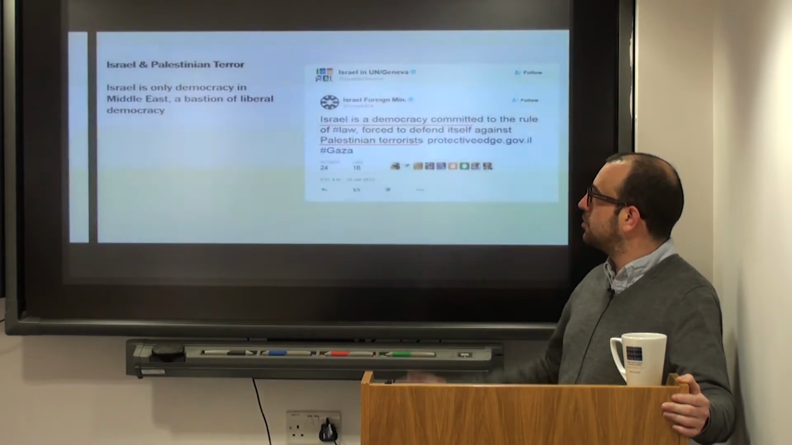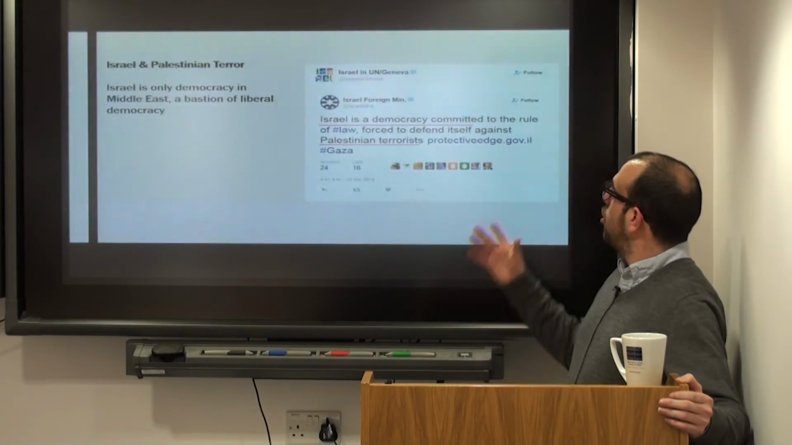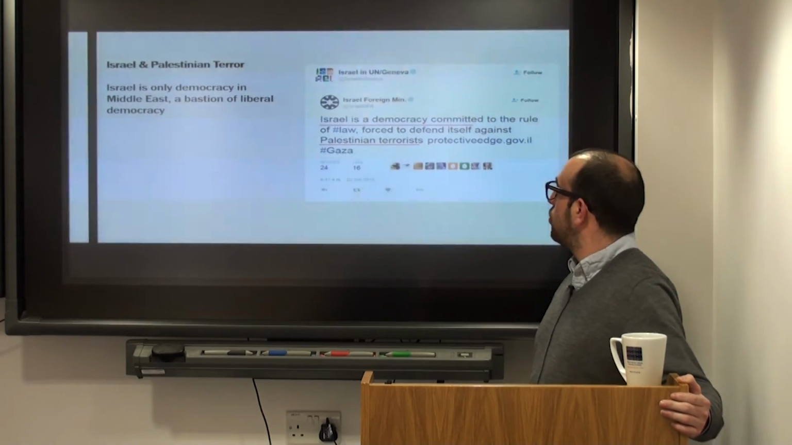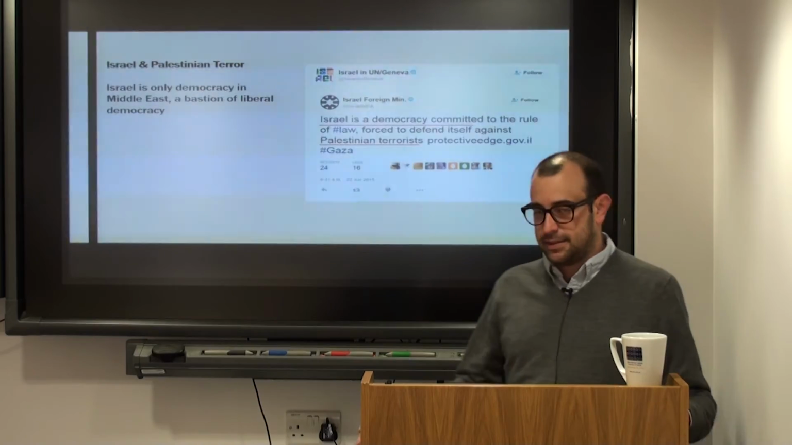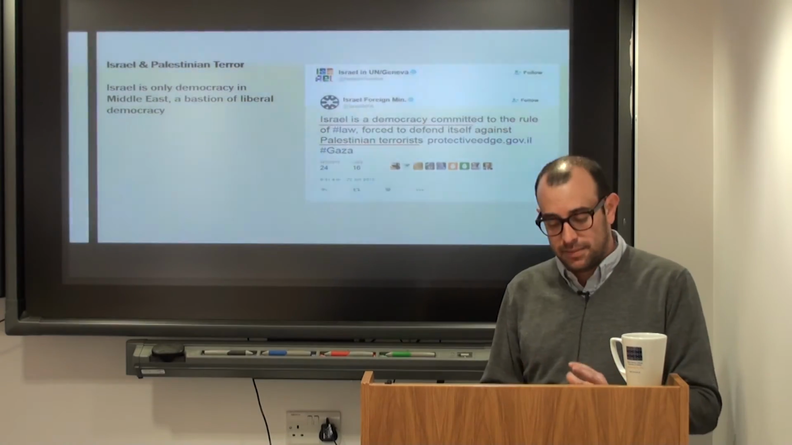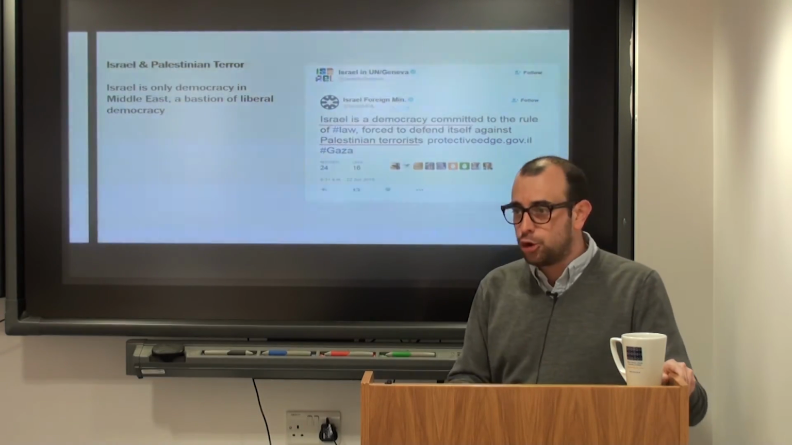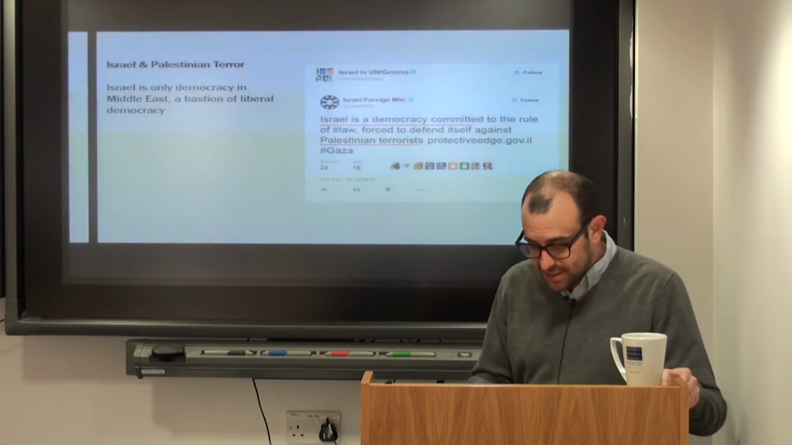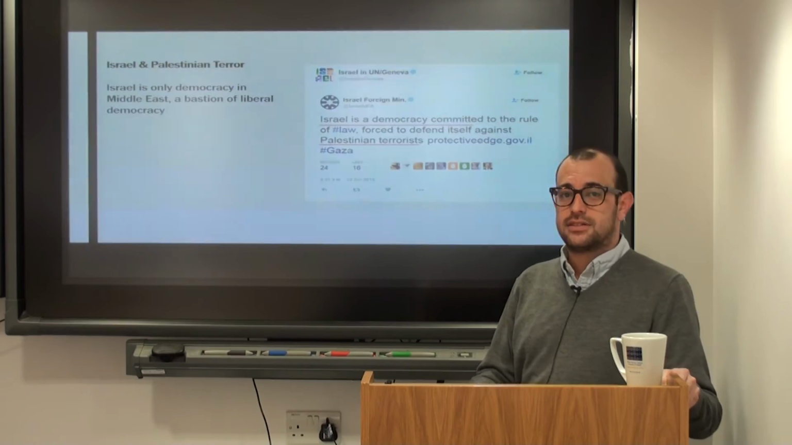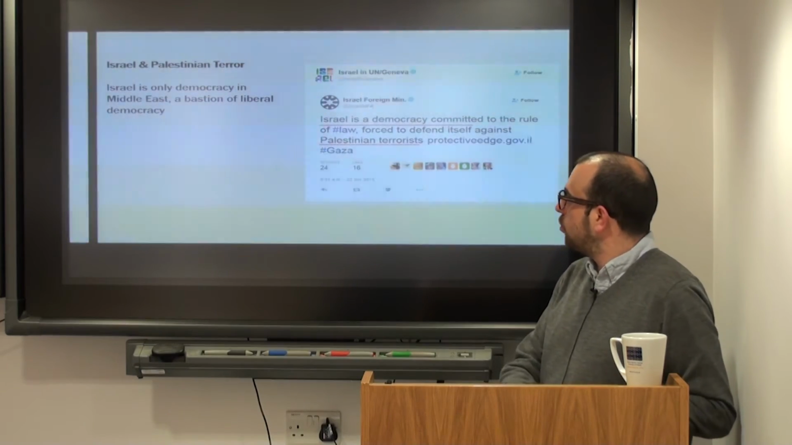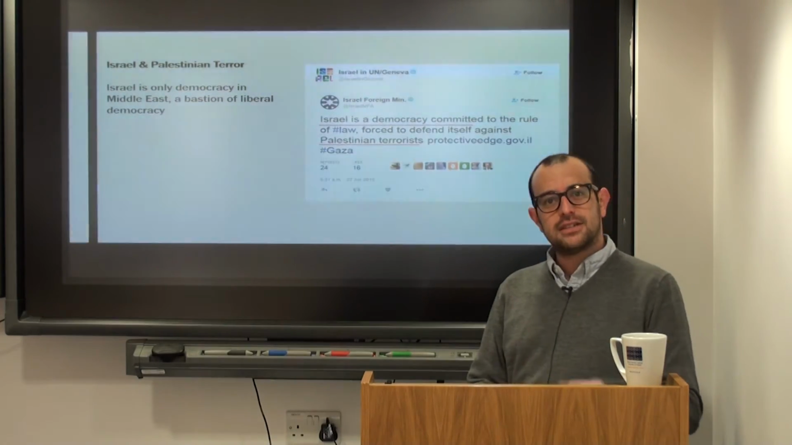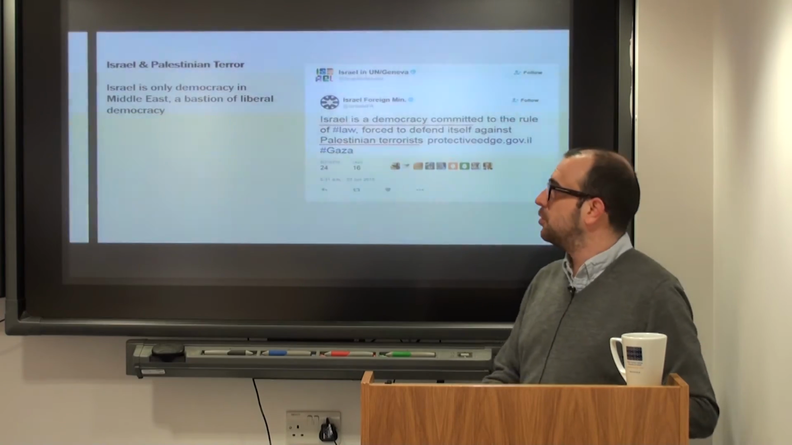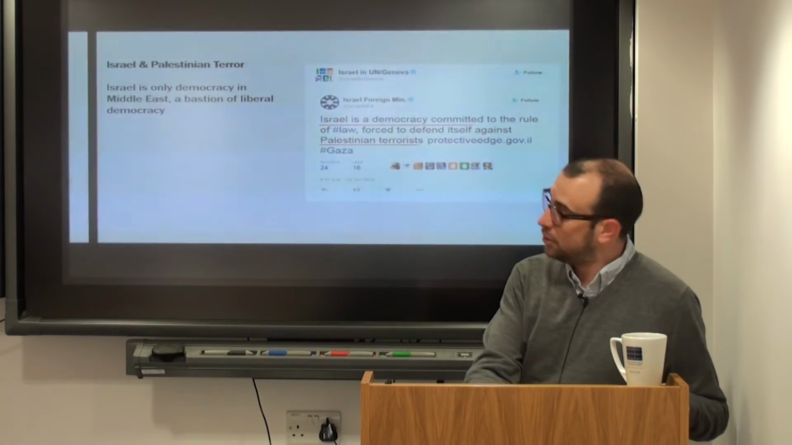Secondly, and this is from the Israeli Foreign Ministry, Israel is a democracy committed to the rule of law, forced to defend itself against Palestinian terrorists. And here again we have the basic claim. Israel is a democracy. Like all democracies, it is committed to the rule of law. And like all democracies, it now must defend itself against terrorist attacks. So we have here actually both parts of the claim. We have Palestinian terrorists, and they attack Israel not because of its policy, but because of its democratic nature.